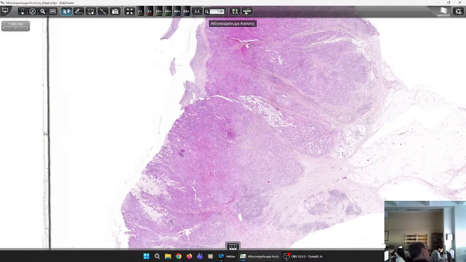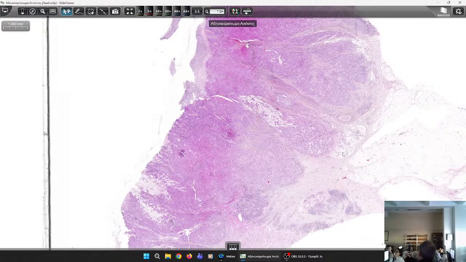It's not the same in the stomach. In the stomach, when you have invasion of the lamina propria, it's T1. That's why you perform gastrectomy. For the bowel, T1 is invasion of the submucosa. That's when you consider colectomy.